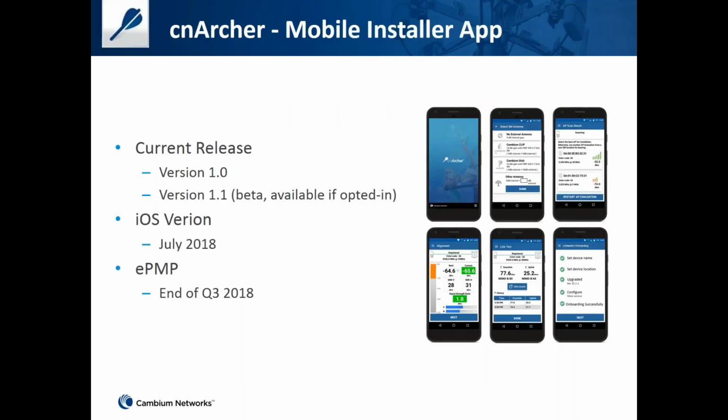Okay, so as far as where we are today with CnArcher, the current release is version 1.0, and on your Android app, or on the Google Play Store, if you have opted in for beta, then you would automatically be updated to CnArcher version 1.1, which is currently in beta. In a moment, I'll talk through the new features that are introduced in 1.1.